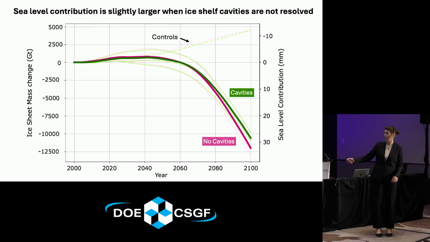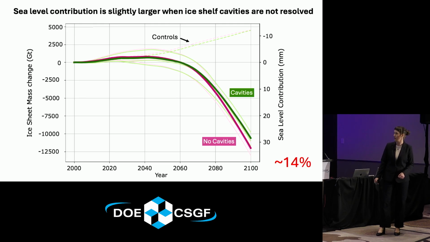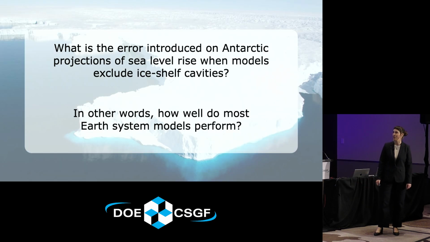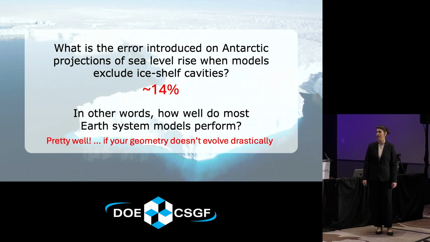So basically right here, we're seeing a little bit of a greater contribution to sea level with the case where we exclude cavities than the case where we include cavities. And these are our controls. The difference is about 14%. It's actually not that large. If you squint, these lines are basically the same. So what is the error introduced? It's about 14%.